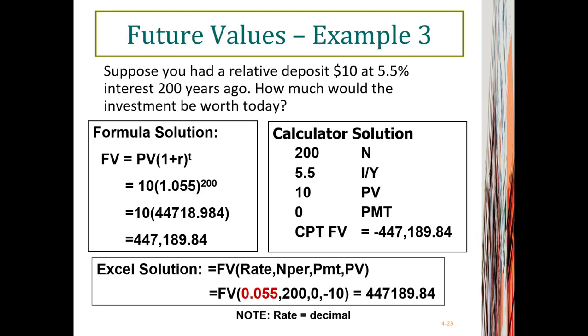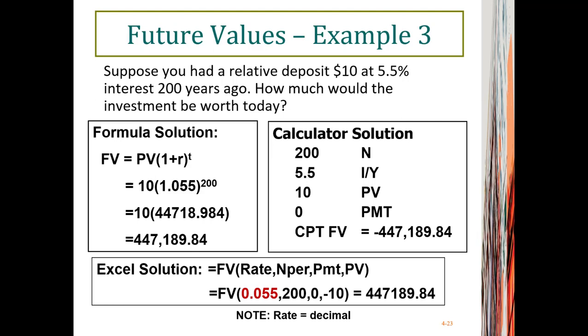Right, so here PV is 10, and the interest rate is 5.5%, and t, number of time periods, should be 200. So it equals 10 times 1.055 raised to the power of 200. And the answer is $447,189.84. Right, you see how fast that $10 grew into nearly $500,000 US over the last 200 years.